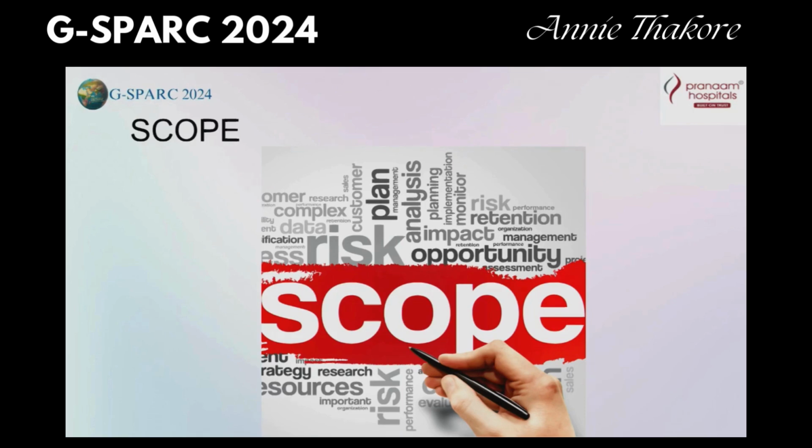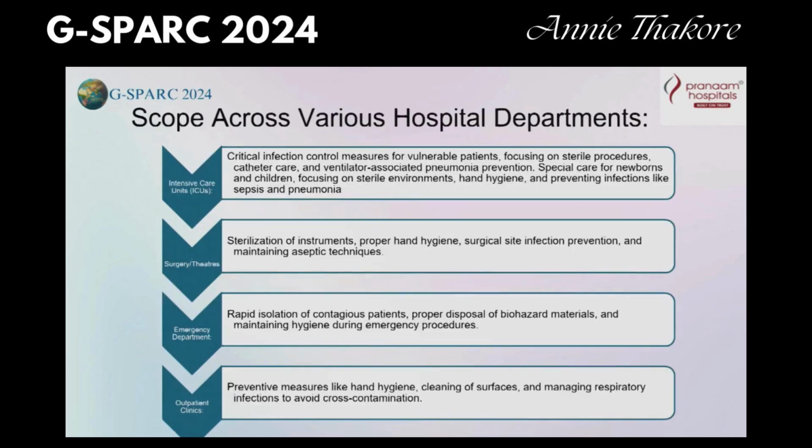So what is the scope? Which are the few areas in the hospital where we need to keep a key eye? One is intensive care units. It's a major thing. You know that critical patients with various diseases are in this place, so critical infection control measures for vulnerable patients, focusing on sterile procedures, catheter care, and ventilator-associated pneumonia prevention. Special care for newborns and children, focusing on sterile environment, hand hygiene, and preventing infections like sepsis and pneumonia. In hospitals, especially in ICUs, if you have a good hand washing practice, half of your tension is over.